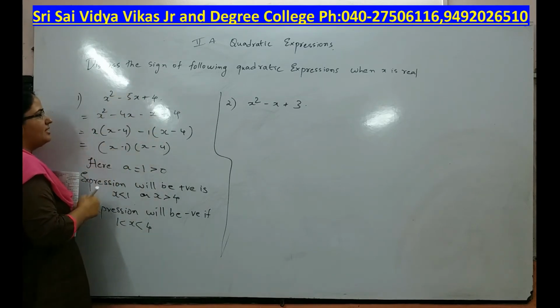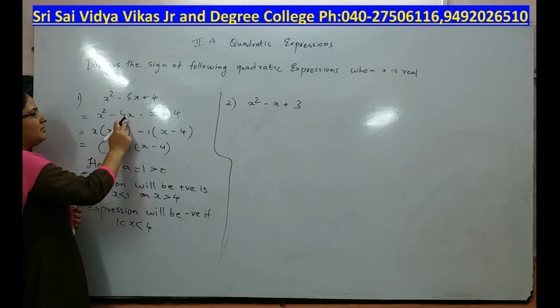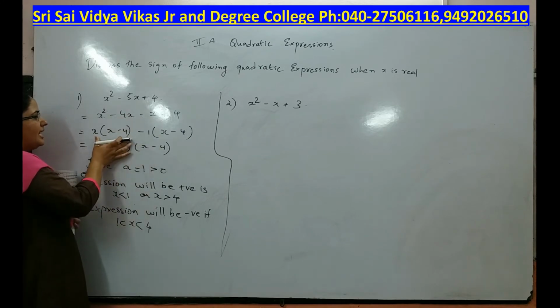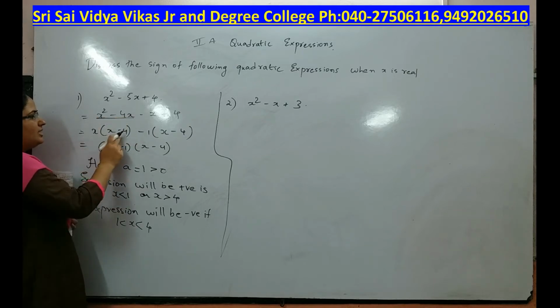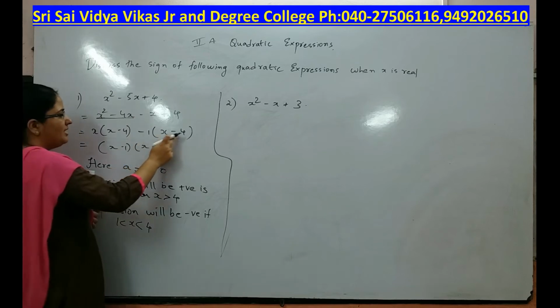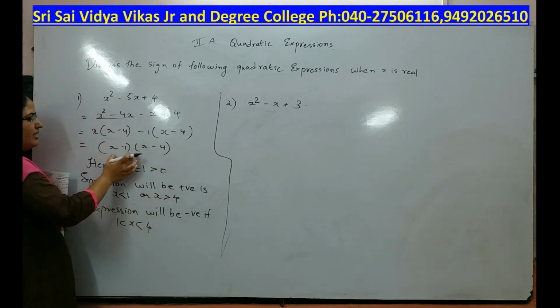First let us factorize it. Minus 5x can be written as minus 4x minus x. Take x common. What do you have if you take x common from these two? x into x minus 4. Take minus 1 common, you have x minus 4. Take x minus 4 common, you have x minus 1.